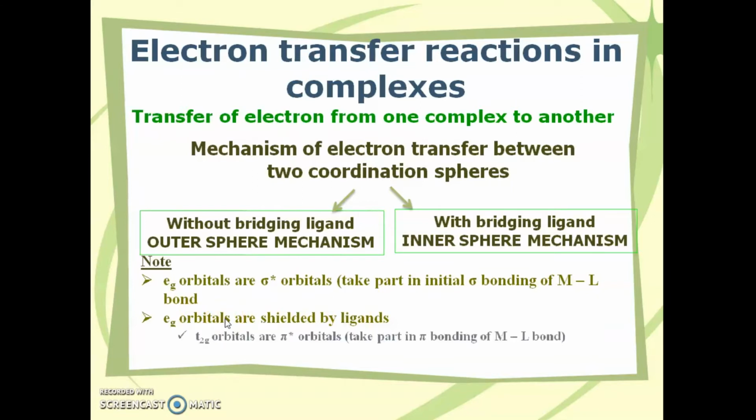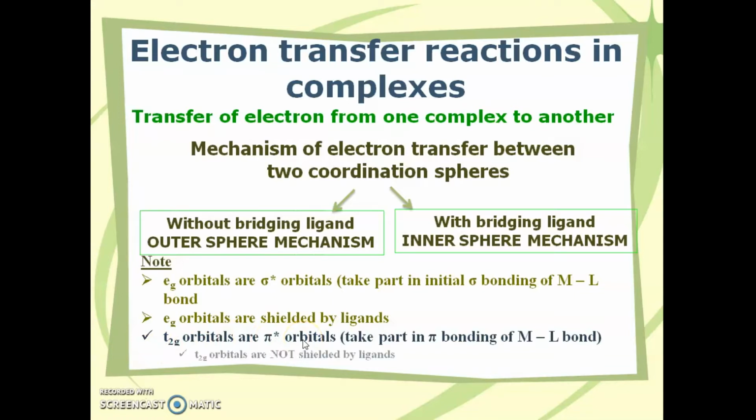The next one is t2g orbitals are labeled as pi star orbitals because they take part in the pi bonding of the metal ligand bond. So sigma bonds are the primary bonds where eg orbitals are involved, and pi bonds are the additional bonds that take place in the metal ligand bonding. The t2g orbitals are involved in the pi bonding. The t2g orbitals are not shielded by ligands.